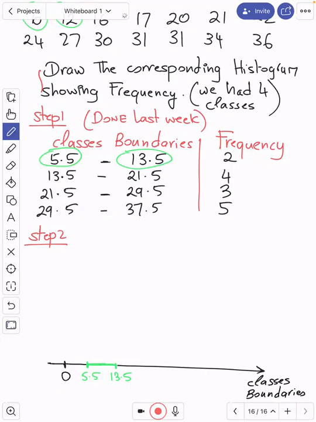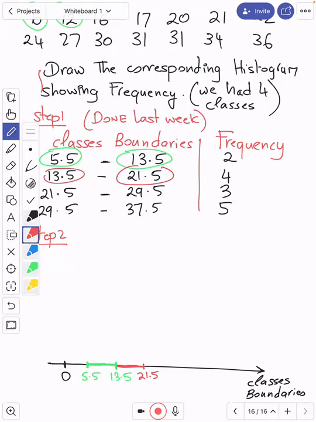Now, for the second class, the lower boundary is again 13.5. Then the upper boundary is going to be 21.5. So here's, let's say, my 20, and this is my 21.5 right here. The interval from 13.5 to 21.5, this red interval, represents my second class.